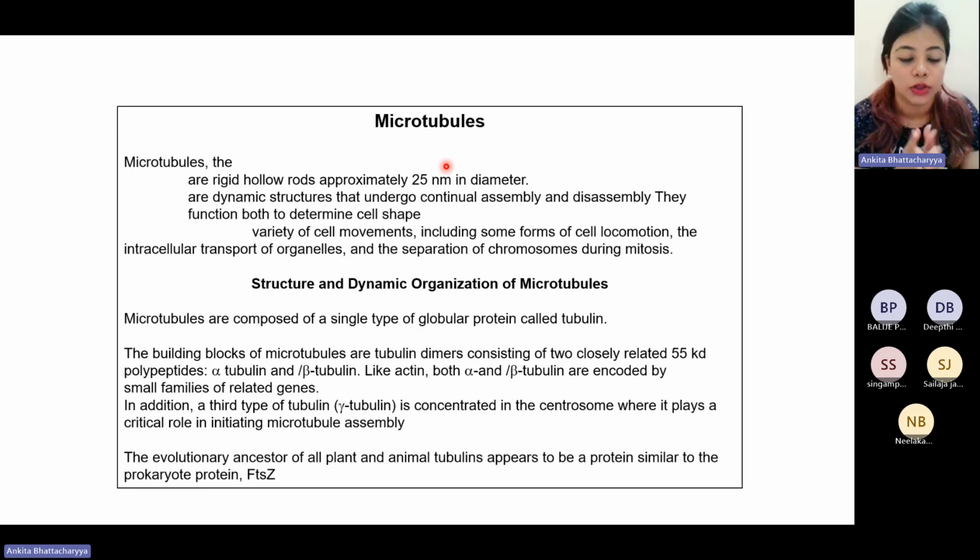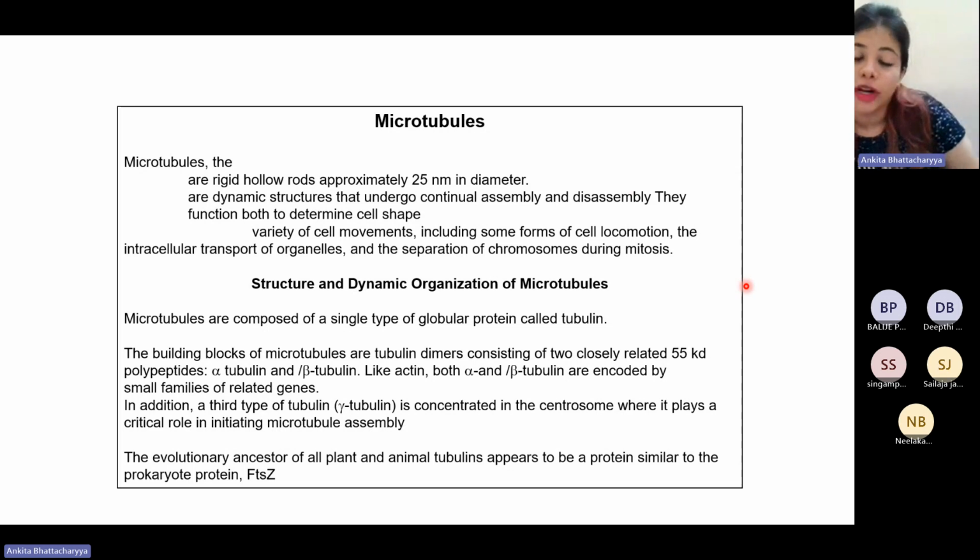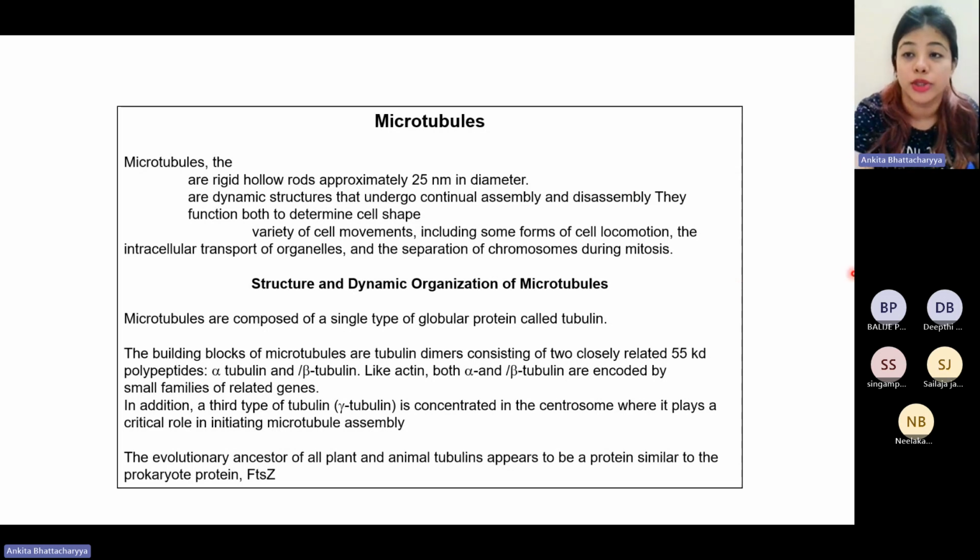Okay, so first of all, microtubule, the structure. What are they? They are rigid, hollow, rod-like structures, approximately 25 nanometers in diameter. They undergo constant assembly and disassembly, and one of their major functions is to determine the cell shape.